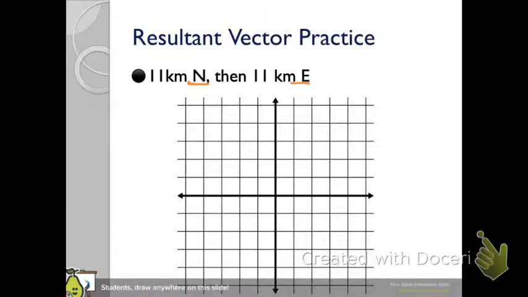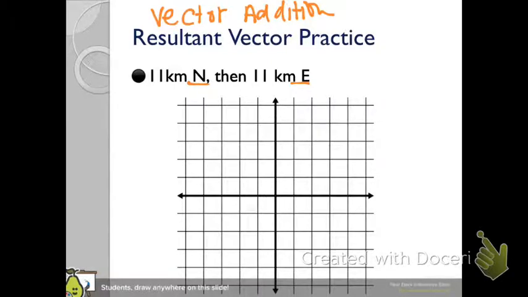Here's something you should know when you add vectors. This is called vector addition. Basic vector addition: when I add vectors, it does not matter what order I add them in. I could go east first, then north, or I could go north first, then east. It doesn't make a difference. But I'm just going to do them in the order they say.